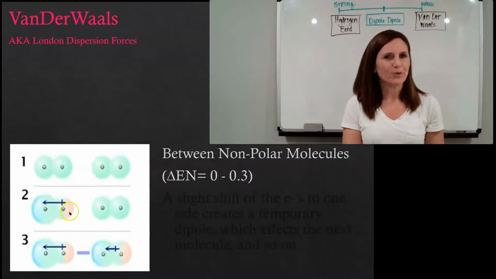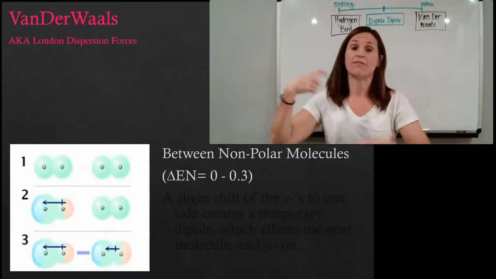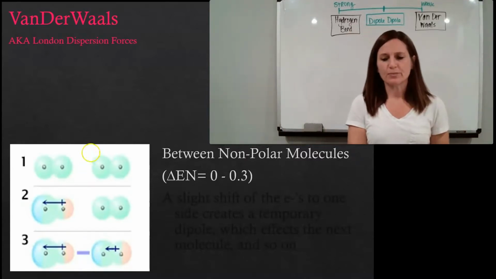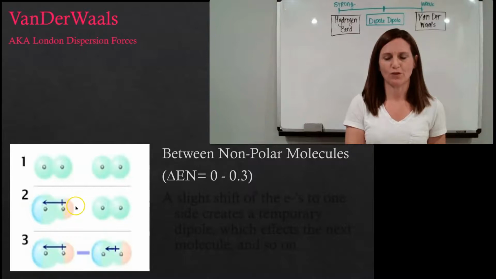And then for some reason, this is just random chance. Remember, electrons are moving really, really fast, and they can go really anywhere they want. So for some reason, we get a quick shift where we get a lot of electrons over here in this blue region, and we get a little electron missing over here, and we get this positive charge for a moment.